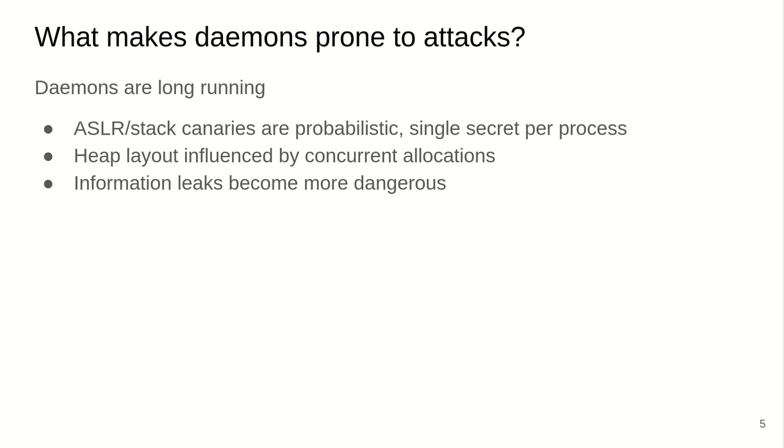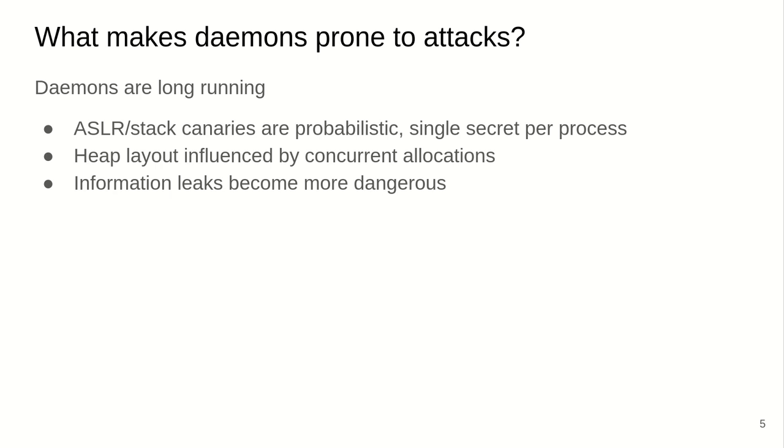So let's look at these individual features in a bit more detail. Daemons are long running, right? So this means that the different probabilistic defenses and mitigations, such as ASLR and stack canaries, could be bypassed by leaking the actual secret. There's one secret per process or one secret per thread. So if multiple attacks can be triggered, right, then the leaked information can be used by the attacker in a later request.